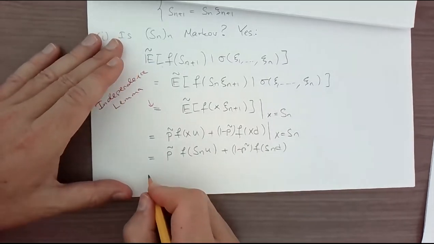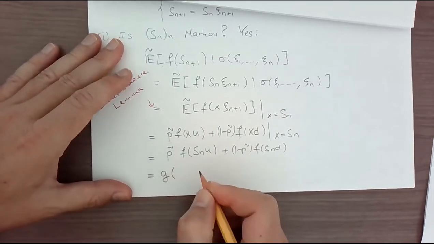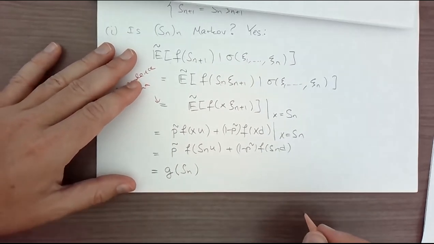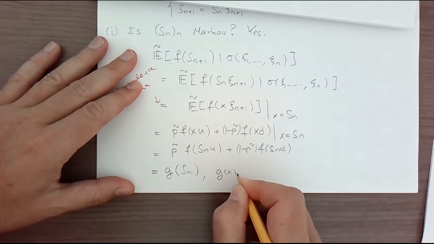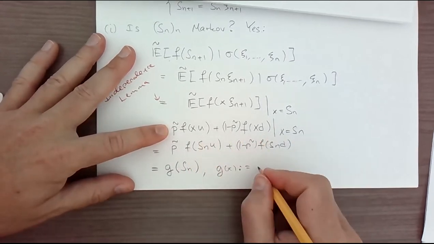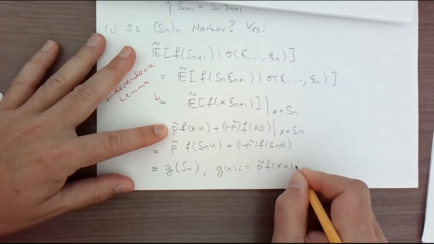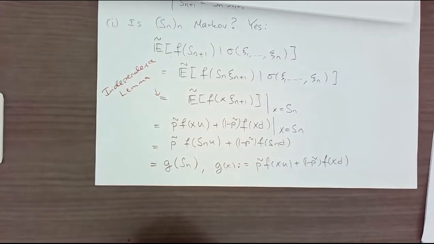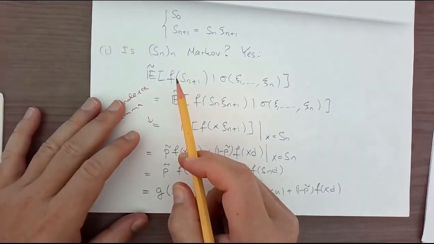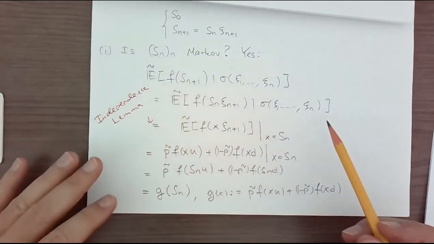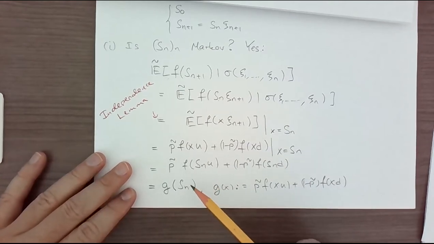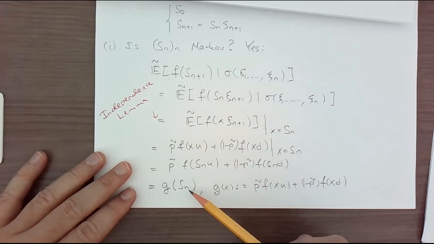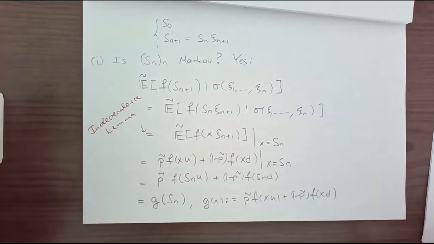You can see this is really nothing else than a function not of all the coin flips, but just of the stock price. And g here is exactly this function: g of x equals P tilde f of xu plus 1 minus P tilde f of xd. So what we proved is that, given a function f, the conditional expectation is a function just of the current value. I don't need to keep track of all the coin flips, just the current value of Sn. And that makes it Markov.